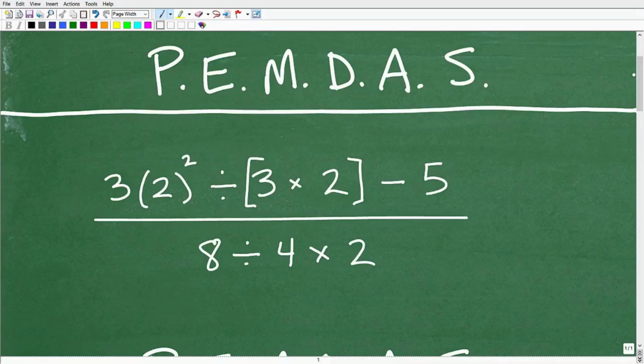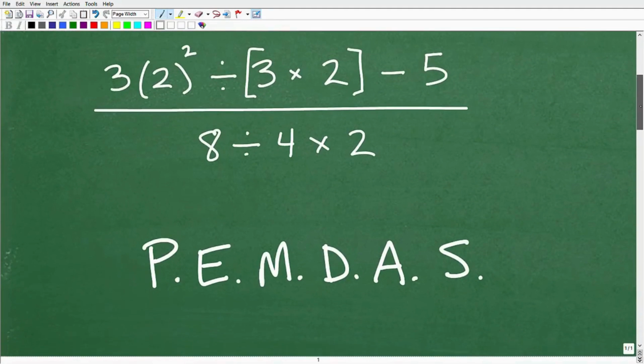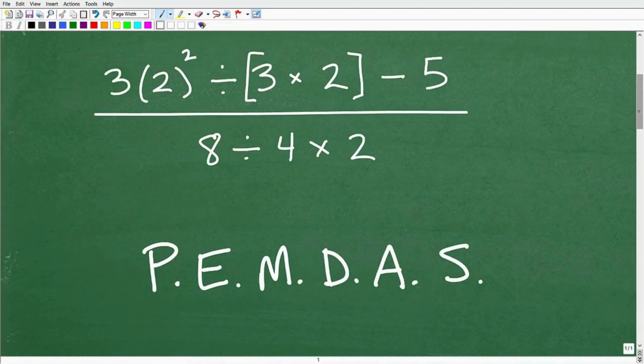And again, I'm going to highlight these errors and these common confusions, if you will, so you can avoid them. All right, so let's get into the problem. But before we do that, let's talk about this PEMDAS. So PEMDAS is our guide. It's the instructions on how to apply the order of operations.